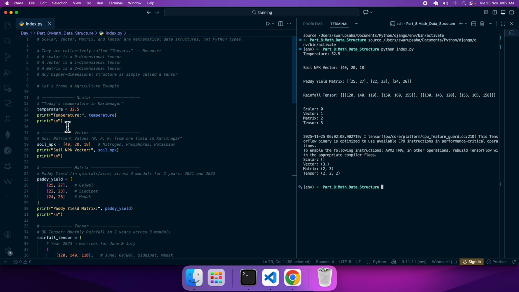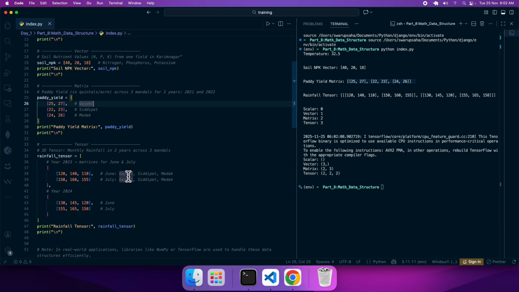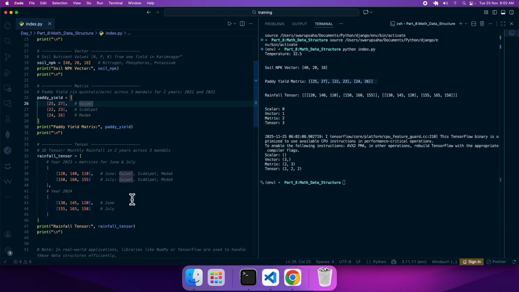Now let's see the output. So this is the output of the scalar, a single representation. This is the output of a vector, the representation of the different chemical composition within the soil. Then comes the matrix representation of the crop production. So here is a matrix representation of crop production of a particular district, you can consider year wise. And then comes finally the beautiful stuff that is called tensor, as you can see right over here. So much information the tensor is going to provide.